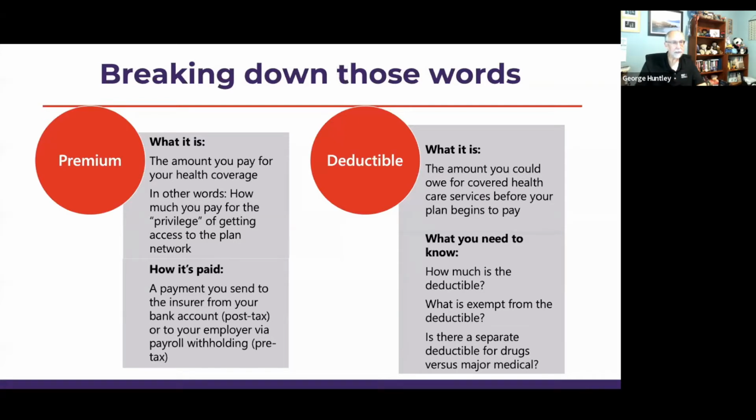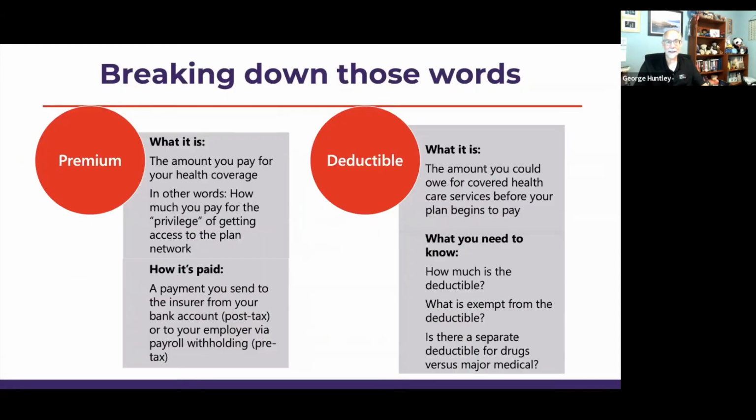Now the deductible is how much you have to pay out of pocket before any of those premiums mean anything to you. You've got to pay that amount out of pocket before any of the coverage and the healthcare services in the plan begin to kick in. So knowing what that deductible is is important, but it's also important to know what's exempt from the deductible.